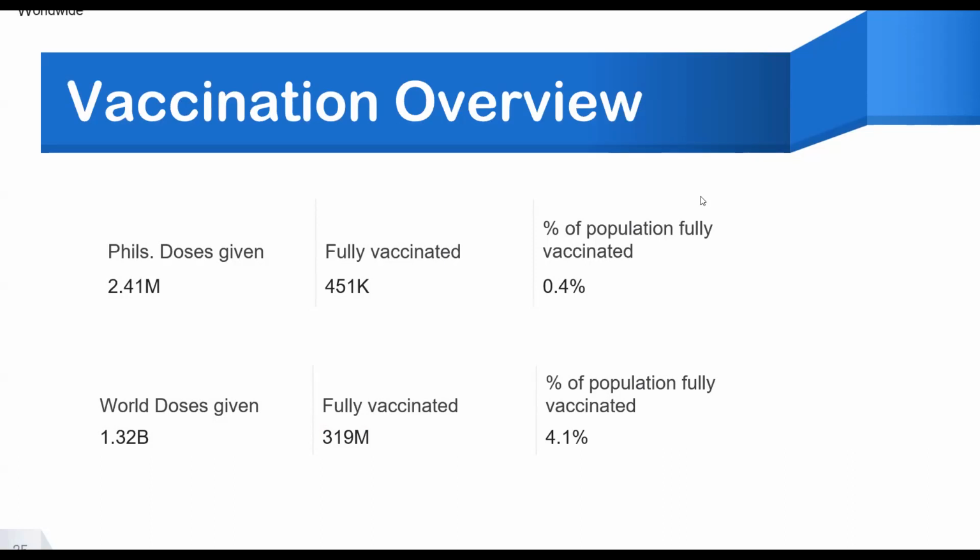So 451,000 fully vaccinated persons, or in total population, meron na tayong 0.4. So, konti pa lang, no? Ang percentage is 0.4 percent. So, sa world, given doses is 1.32 billion. The fully vaccinated is 319 million. In total population in the whole world is 4.1% pa lang ang nabibigyan ng vaccine.